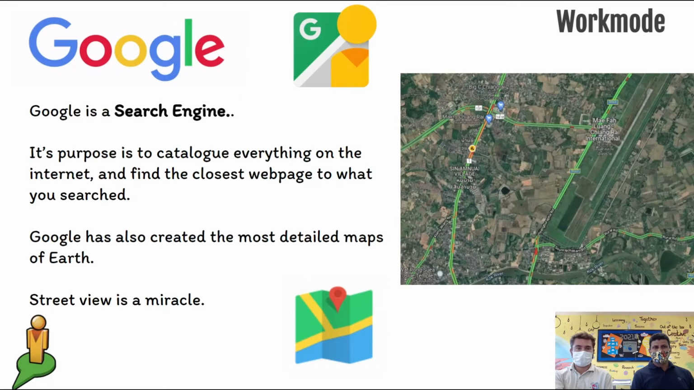So Google is a search engine, and its purpose is to catalog everything on the internet. It makes a list of everything that you see on the internet. It makes a directory, and when you search for information, it finds the closest web page to what you have searched. On the right-hand side, you can see a map of the Mayflower Luang International Airport. Google has also created the most detailed maps, and even Street View is available. All of that helps you to search for data better.